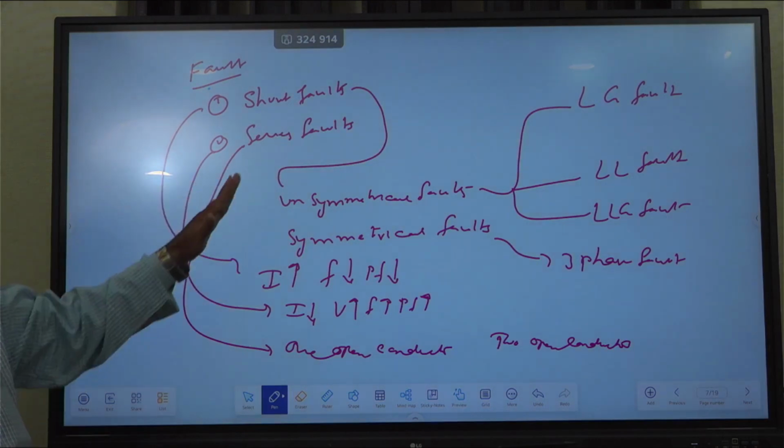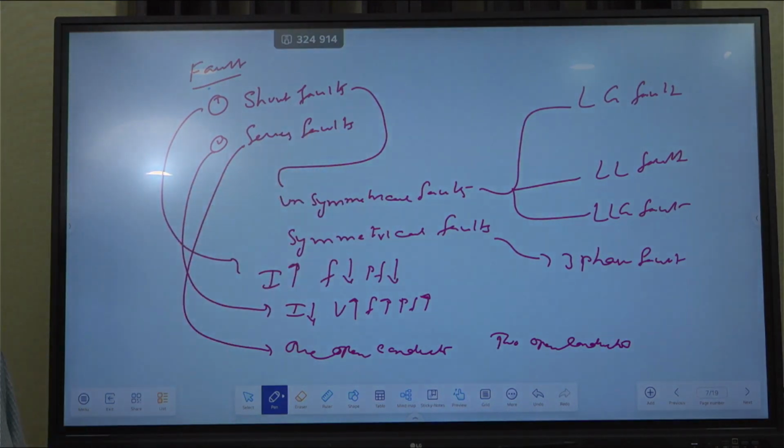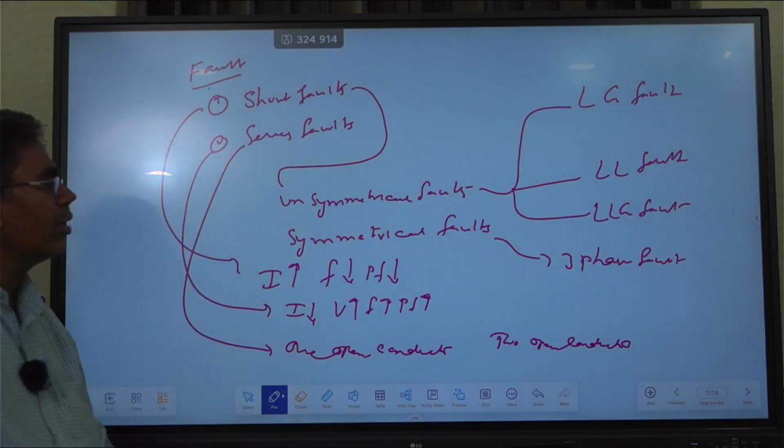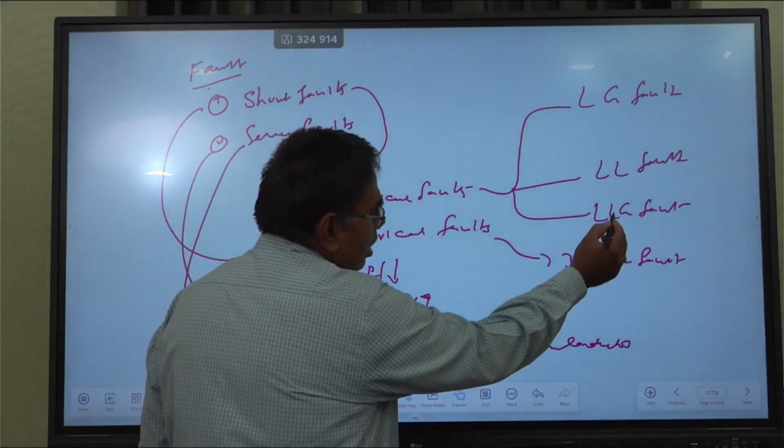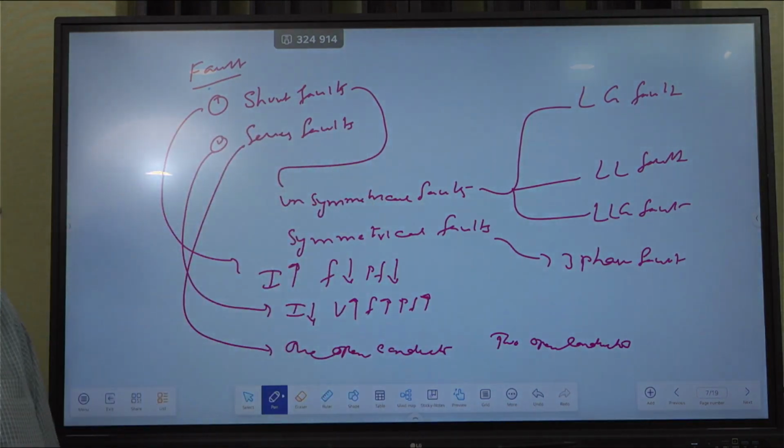Major faults in power systems: 90% of faults in power systems are LG faults. The most severe fault among unsymmetrical faults is the LLG fault. The most severe symmetrical fault is the three-phase fault.